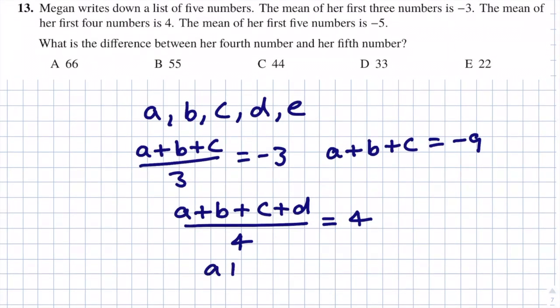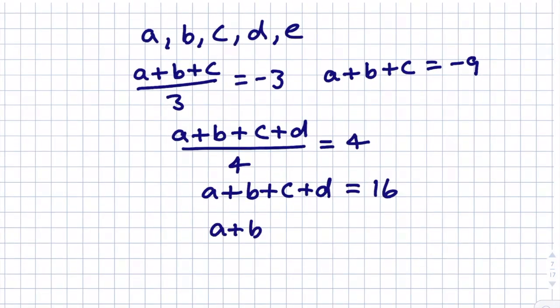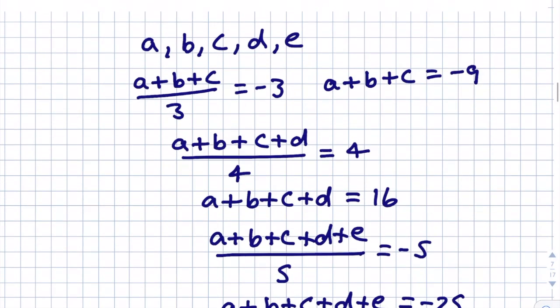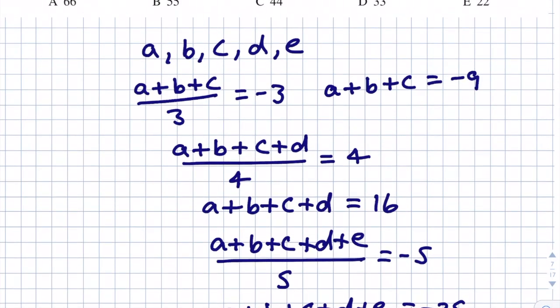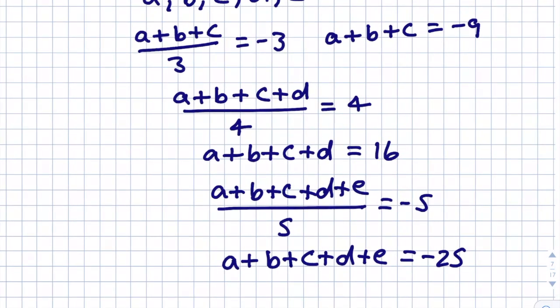So that means A plus B plus C plus D will equal 16. And the mean of her first 5 numbers is minus 5. So that's A plus B plus C plus D plus E, all divided by 5, equals minus 5. So that's A plus B plus C plus D plus E equals minus 25. Okay, and we need to find the difference between her fourth number and her fifth number.